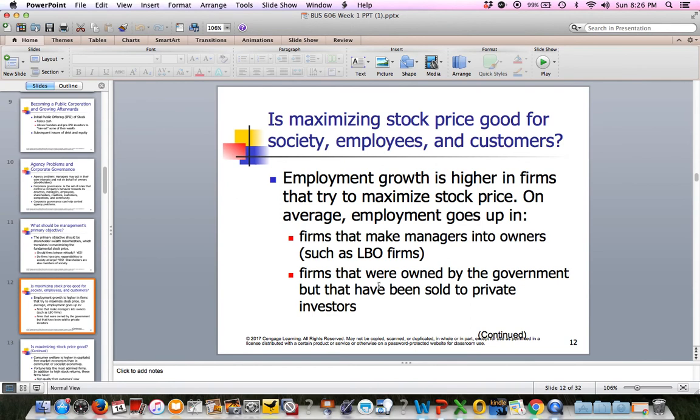So one thing I want you to think about, it says here, is maximizing stock price good for society, employees, and customers? Generally, of course, the answer should be yeah. I've been telling you that should be the goal of people in management and finance, to make the company worth more. It says employment growth is higher in firms that try to maximize stock price. On average, employment goes up when firms make managers into owners, in firms that were owned by the government but have been sold to private investors.